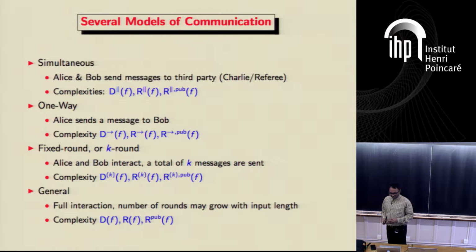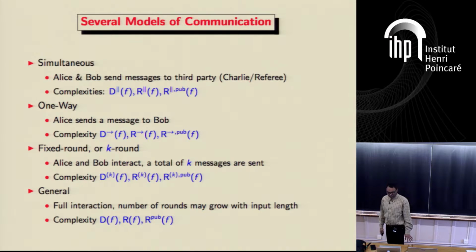There is actually a level of interaction which is even below one way, which is that Alice and Bob don't even talk to each other. Instead, there's a third party which you can call Charlie, or which you can call a referee. That's the traditional name. What Alice and Bob do is they sketch their respective inputs and send them to a referee, and the referee has to produce the output. This is sometimes called simultaneous message complexity, and we'll denote these complexities by using this parallel sign.